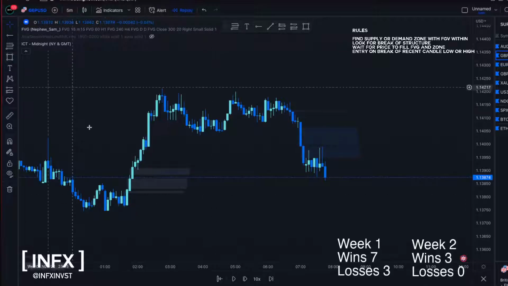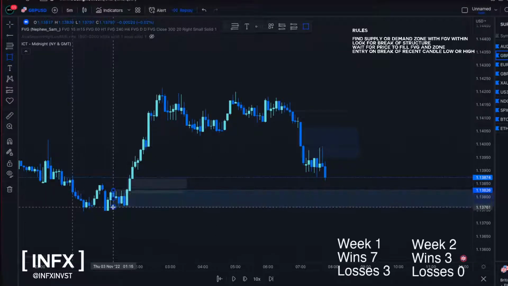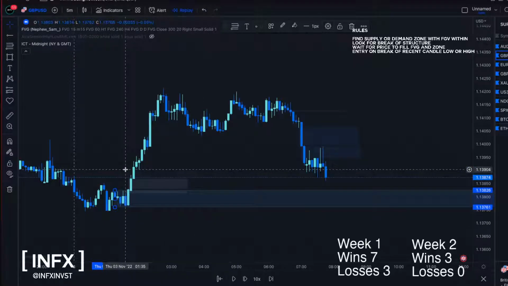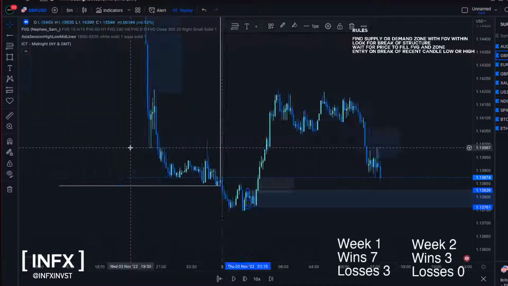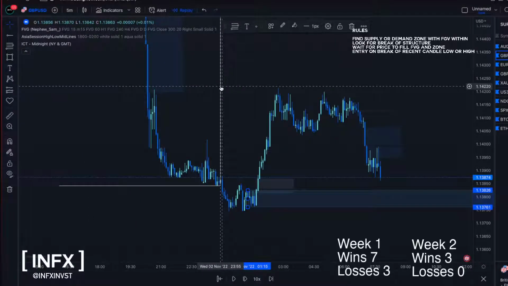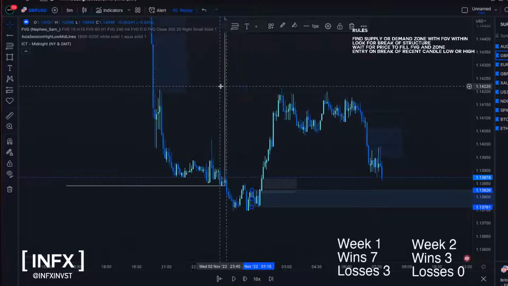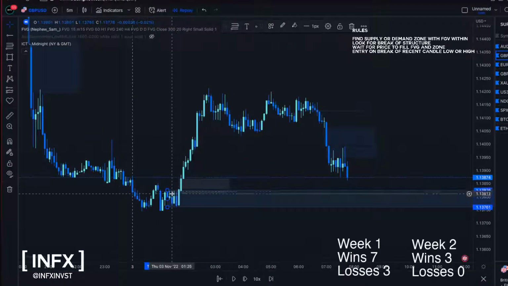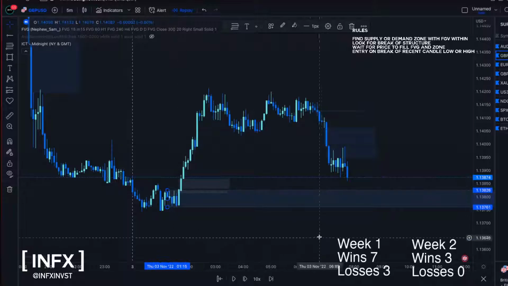Okay, so we've got a nice looking area down here. Got a huge demand zone with an FVG in there. Okay, this was made in the Asia session. Although the Asia session says it finishes there, which is not correct. The timing's out on that for some reason. So, yeah. Let's see where we go.